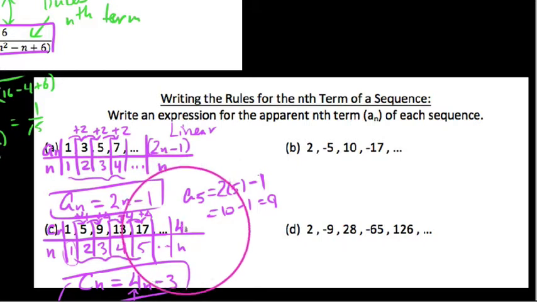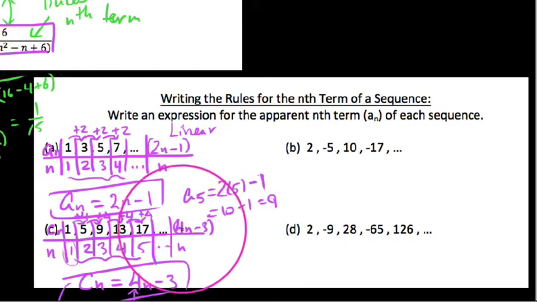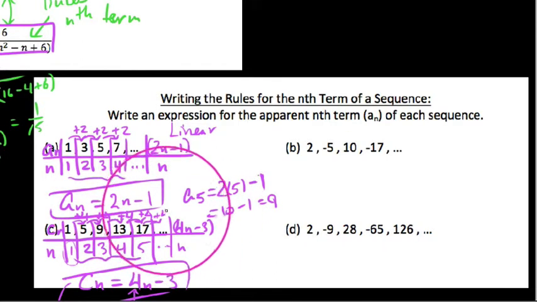And of course, we could check this out. 4n minus 3 would give us, say, for 6: 4 times 6 is 24, minus 3 is 21, and that's exactly what we would get next if we were to add 4 to 17.